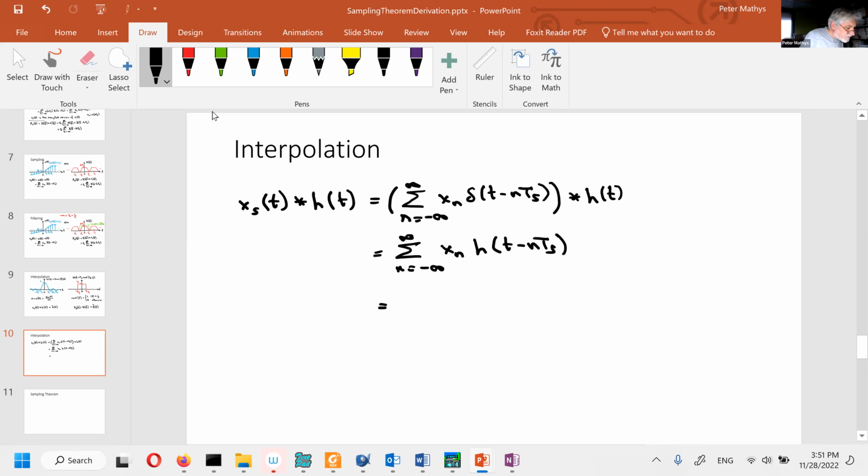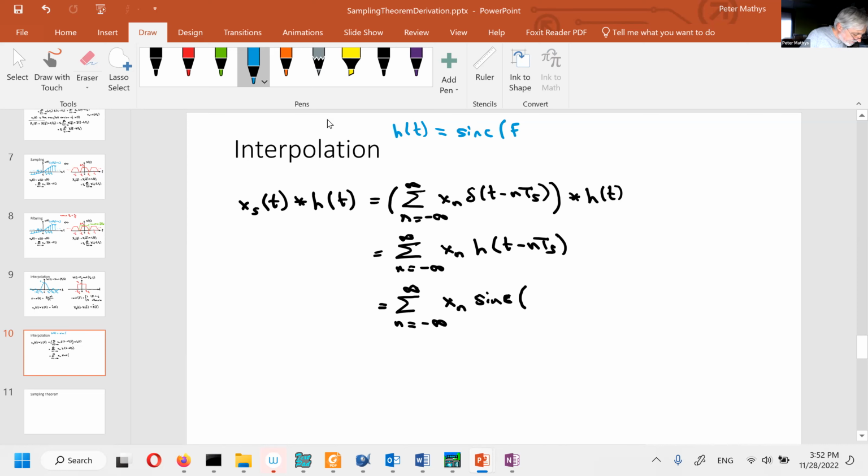And that is equal to, making use of the sinc function, the sum n equal to minus infinity to plus infinity of xn times the sinc function of, and remember there was an fs in there, so we had h of t equal to the sinc function of fs times t. Okay, so we have to multiply here by fs, so we have sinc of fs times t.